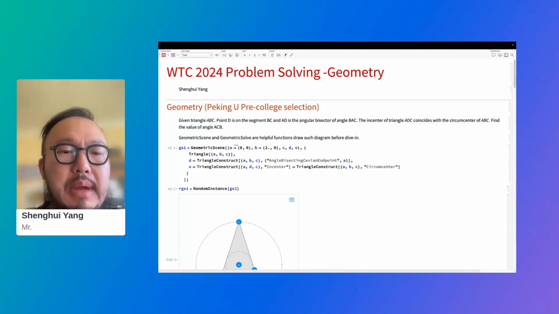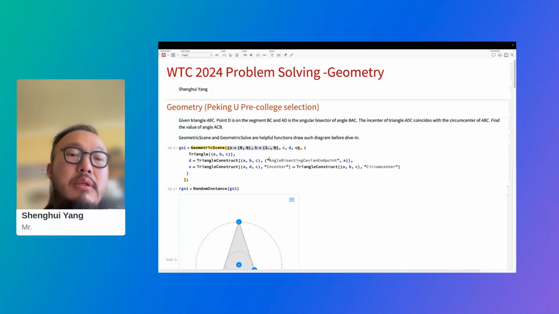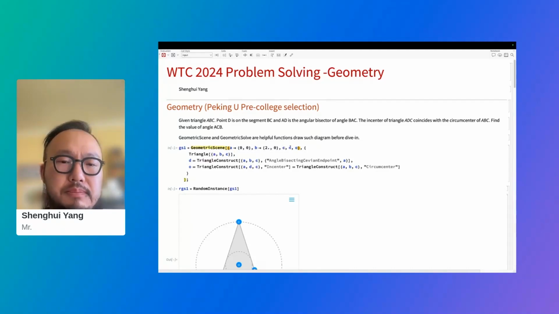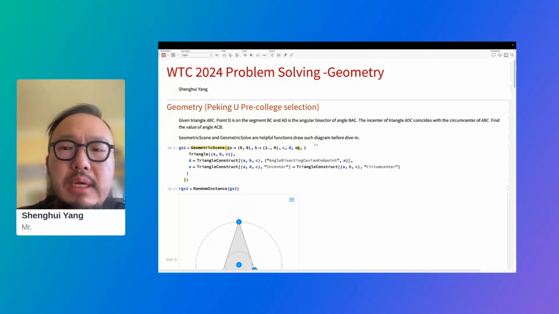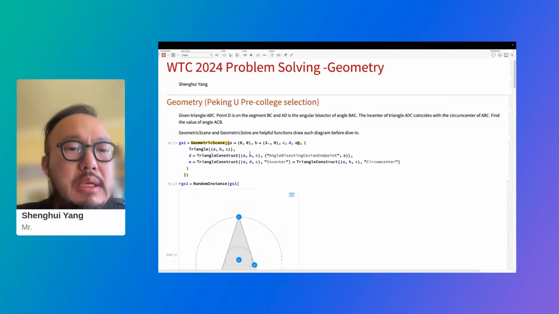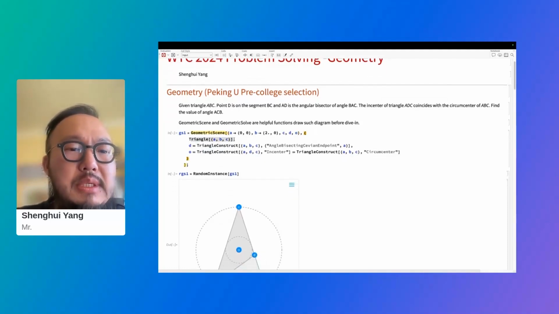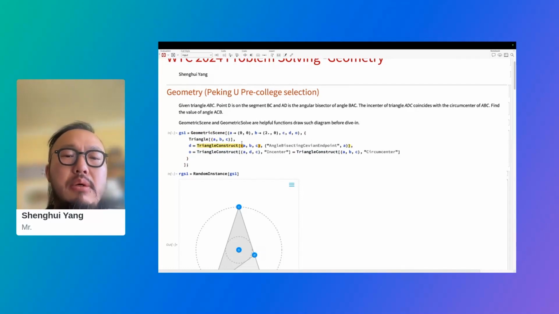So in this case, I can just put AB as a predetermined, or known, variable. And because we are looking for ACB, C is kind of unknown. D is the point on BC, and O is the circumcenter of ABC. In the setup, what we need is triangle ABC, and then a TriangleConstruct. TriangleConstruct is a very useful function if you want to construct a subtriangle, or incenter, circumcenter, excenter, all kinds of properties of a triangle.